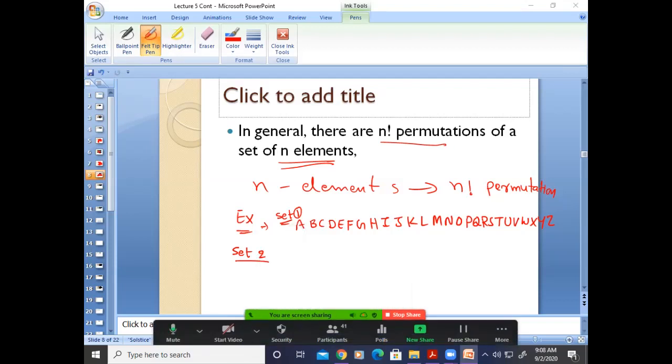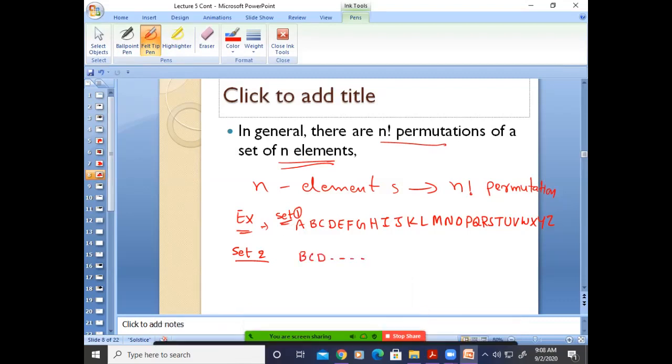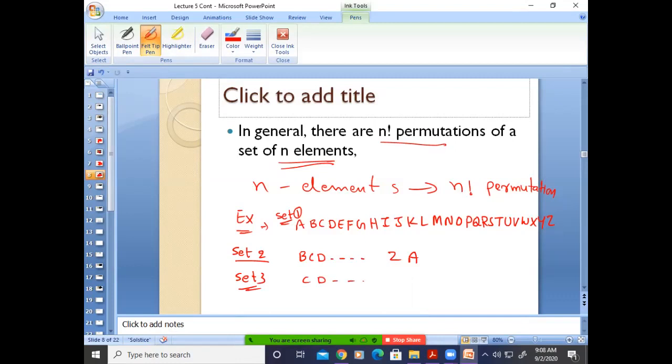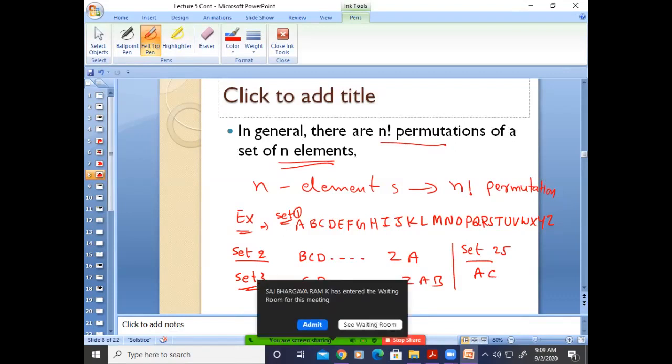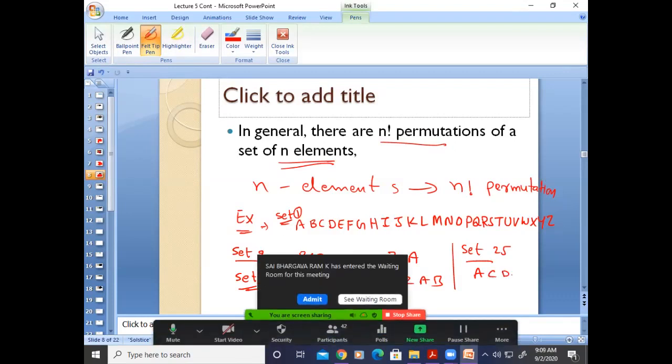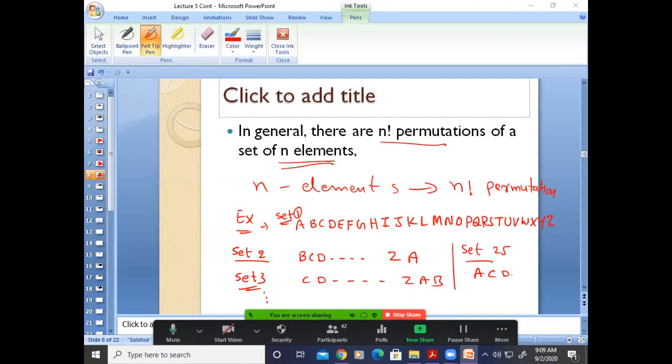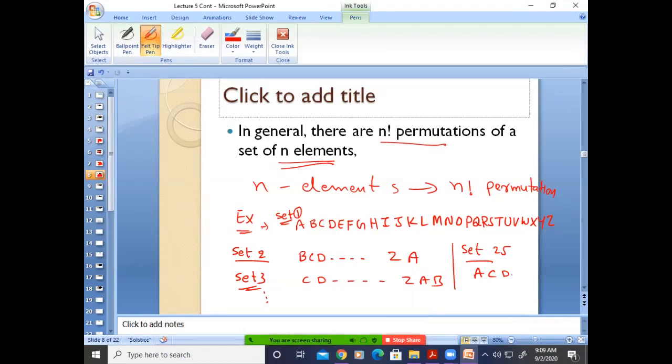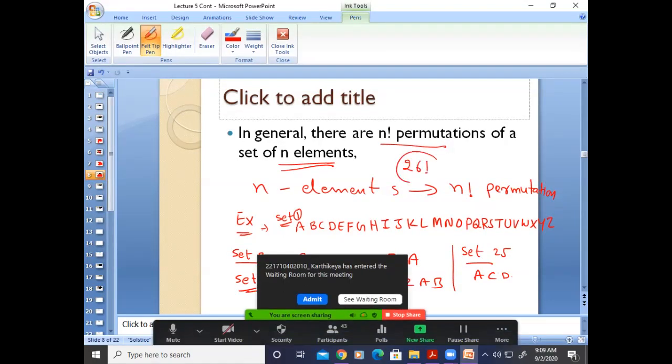Leave one letter. So we start like this, B, C, D, and so on up to Z, then A. This is set 2. Then set 3: C, D, and so on, Z, A, B. Or some set 25 will be like A, then next will be C, then D, and so on. Different combinations we can make. So total 26 factorial combinations or permutations.